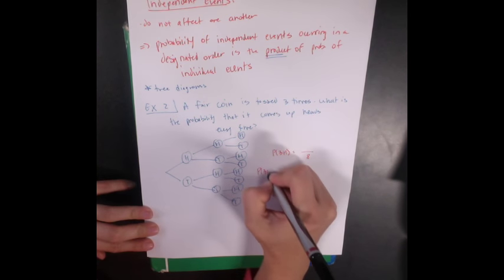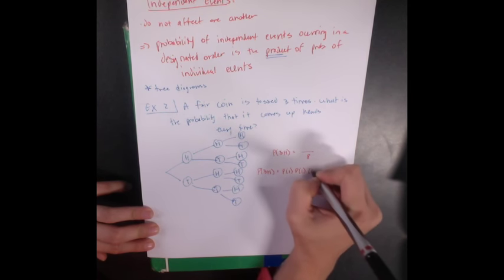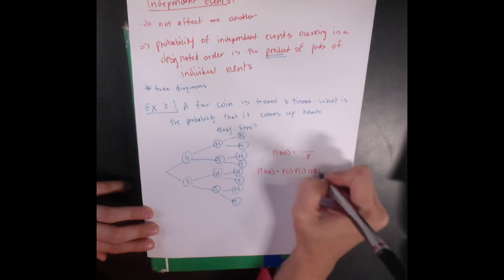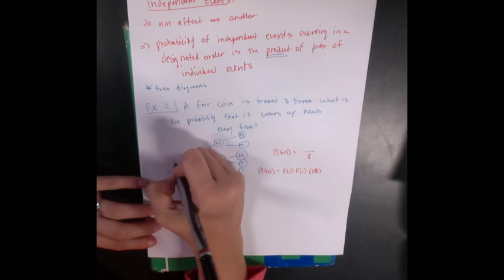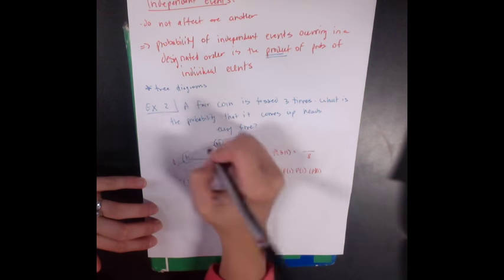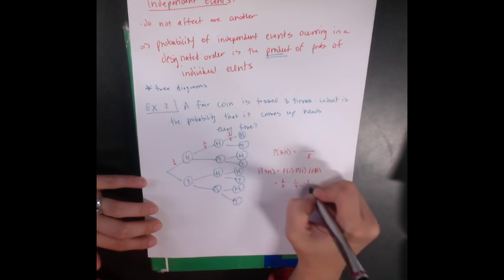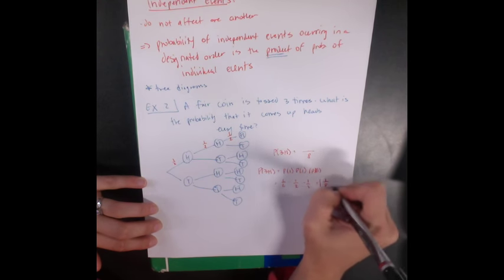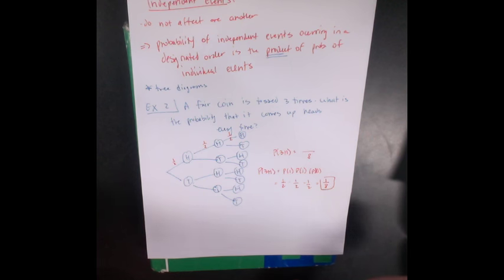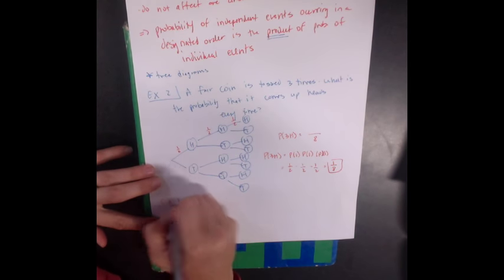Now, the probability of 3 heads is the probability of 1 head times the probability of 1 times the probability of 1. So I know to get this first head, I have the probability of 1/2. Again, the second one, I have the probability of 1/2. And the third one, I have the probability of 1/2, giving me a total probability of 1/8. Okay. Let's do another example while we have this tree here.